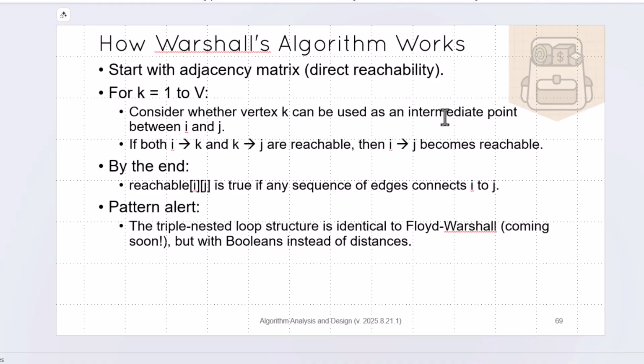So how does this algorithm work? We start with an adjacency matrix that I mentioned before, direct reachability. So for k equals 1 to v, we consider whether our vertex k can be used as an intermediate point between I and j. If both I leads to k and k leads to j, that's our reachability, then I to j becomes reachable, right? That's our transitive closure. By the end, reachable at i, j is true if any sequence of edges connects I to j. So a pattern alert: the triple nesting structure is identical to the Floyd-Warshall algorithm, okay, that we'll see, but with Booleans instead of distances.